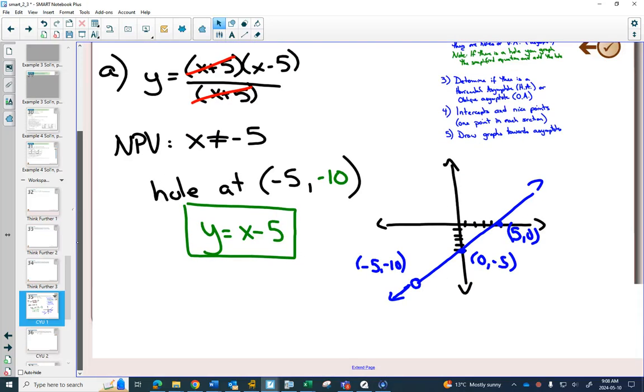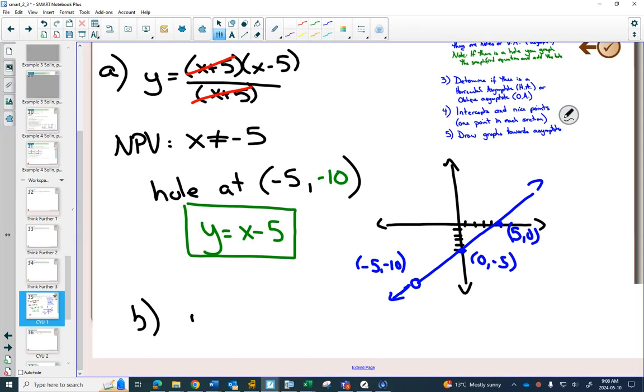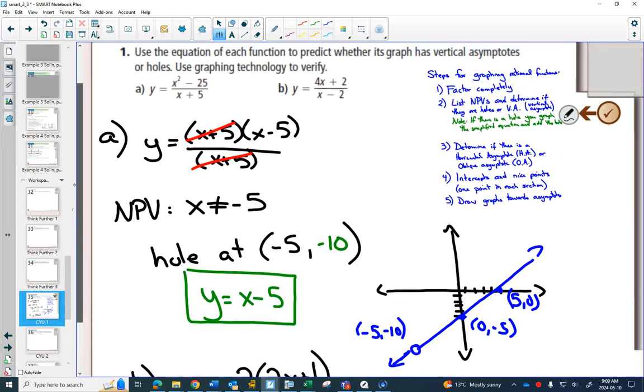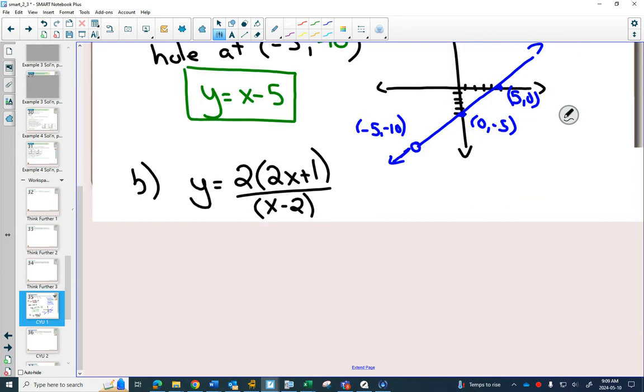Part B. I'll just rewrite the equation, (4x plus 2) over (x minus 2). Start by factoring, so you can factor out a 2 on the top, which gives me 2(2x plus 1), and on the bottom, I have x minus 2. I factor it because I want to see if there's a factor that's an identity. List your non-permissible value. x can't equal 2.